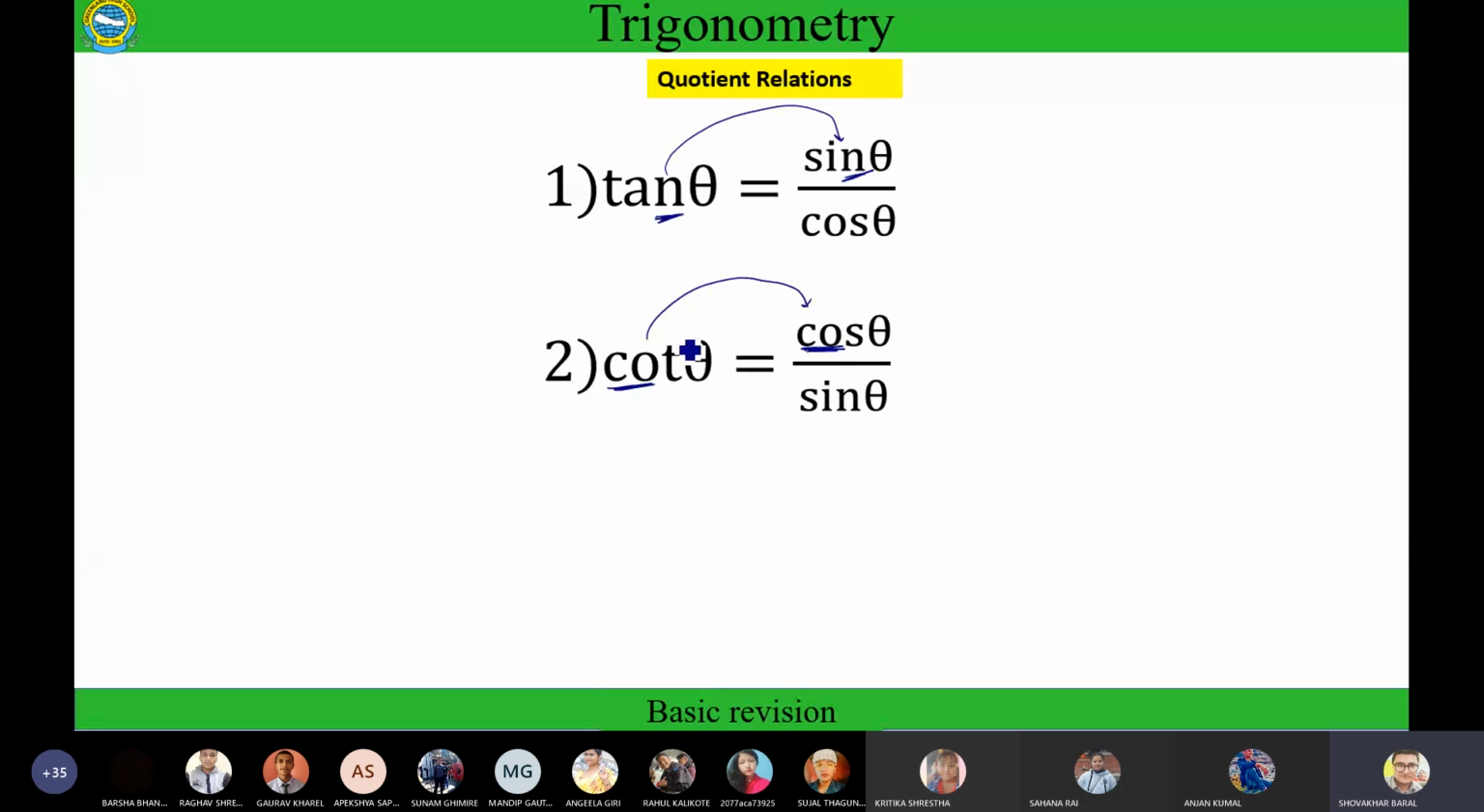Don't get confused, just remember the formula. Tan theta is equal to sin theta by cos theta, cot theta is equal to cos theta by sin theta. This is the quotient relation. This formula I may use in any question at any time, wherever it is relevant.